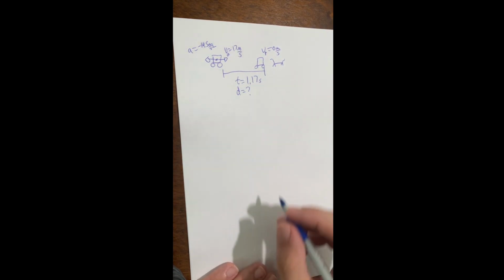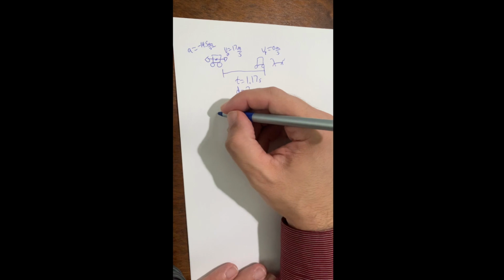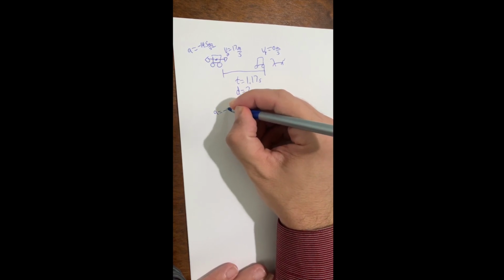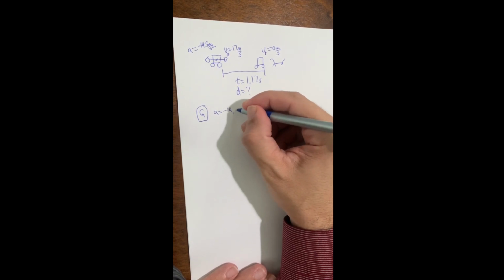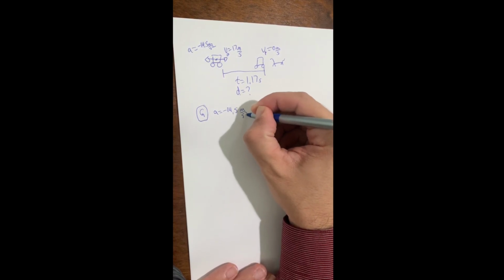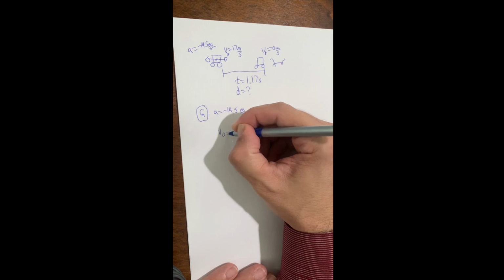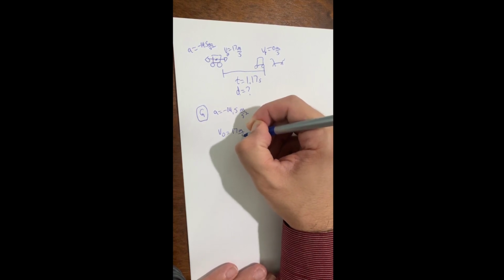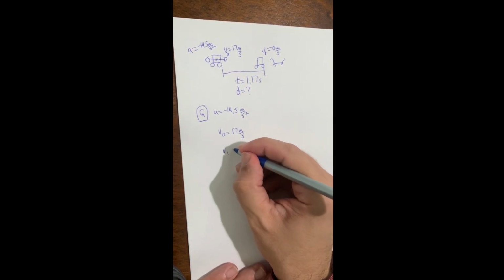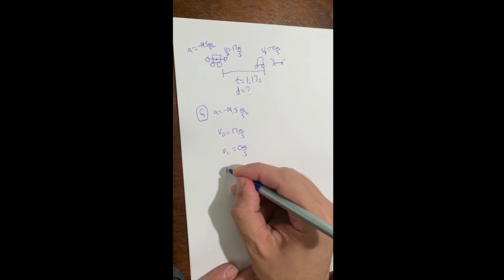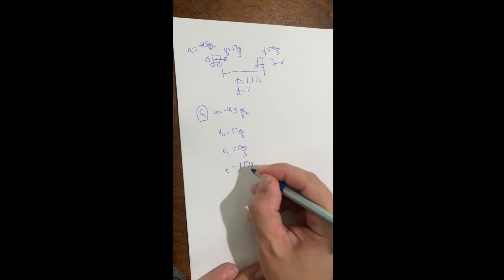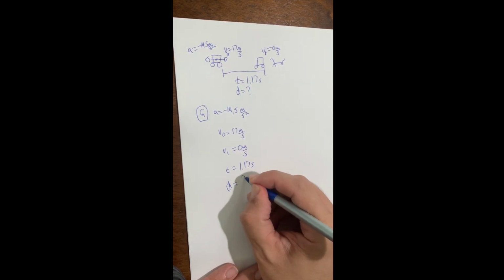Okay? So now I'm going to write my givens. Acceleration equals negative 14.5 meters per second squared. V0 equals 17 meters per second. V1 equals 0 meters per second. Time equals 1.17 seconds, and distance equals question mark.